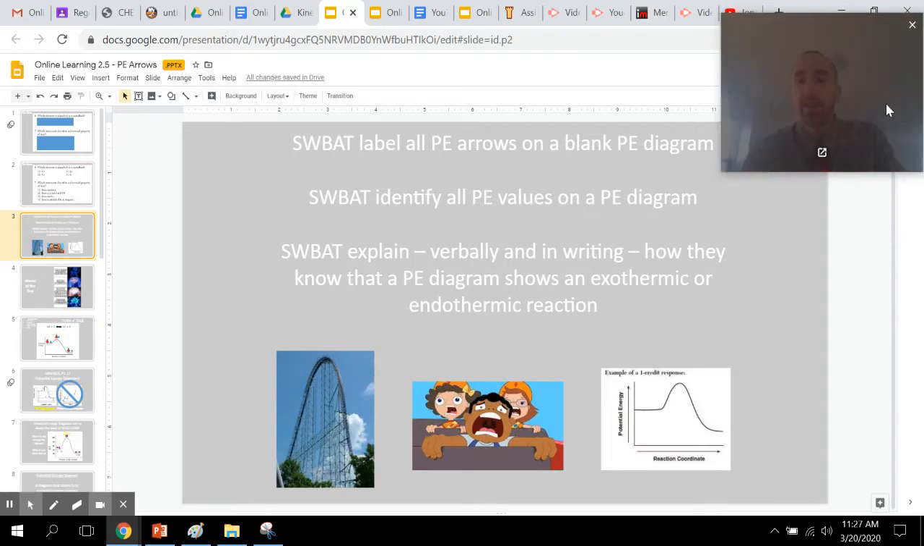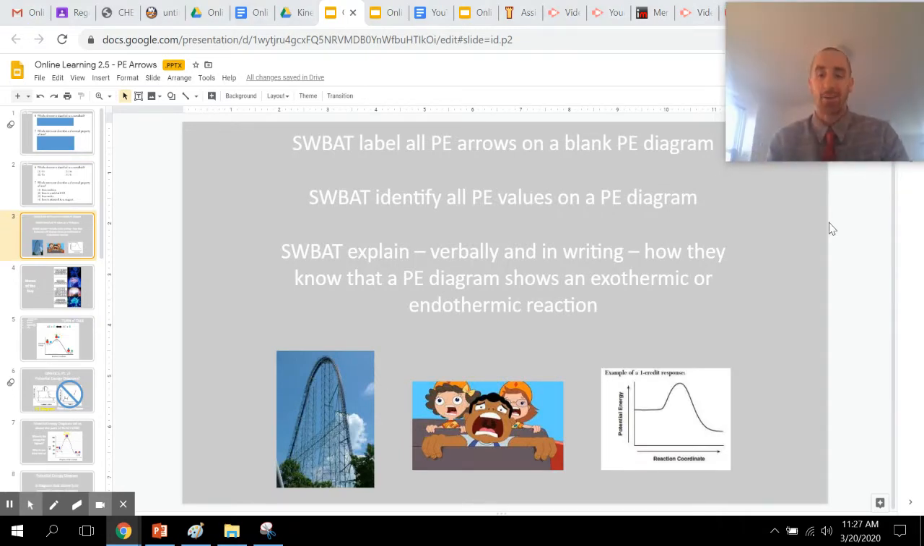Our objective today is to label arrows on a blank PE diagram. You need to identify all PE values on a PE diagram, and you need to explain verbally and in writing how they know whether a PE diagram is exothermic or endothermic. Good news is this is a very easy lesson. It's got a bunch of vocabulary that you're gonna have to take note of. But unlike Le Chatelier's principle, the lesson from yesterday, unlike some of the equilibrium stuff, conceptually, I don't think this is too difficult to understand. There's a bunch of new words and new ideas, but they're pretty easy to implement. So it should be a pretty good lesson.